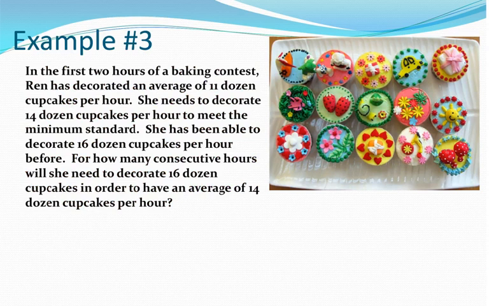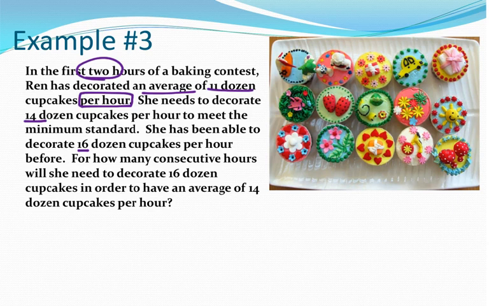Okay, last example. In the first 2 hours of a baking contest, Rin has decorated an average of 11 dozen cupcakes per hour. So 2 hours, 11 dozen cupcakes per hour. She needs to decorate 14 dozen cupcakes per hour to meet the minimum standard. She has been able to decorate 16 dozen cupcakes per hour before. For how many consecutive hours will she need to decorate 16 dozen cupcakes in order to have an average of 14 dozen cupcakes per hour?